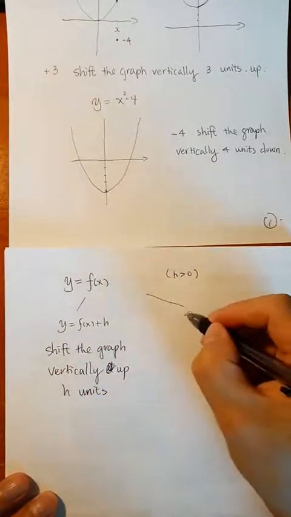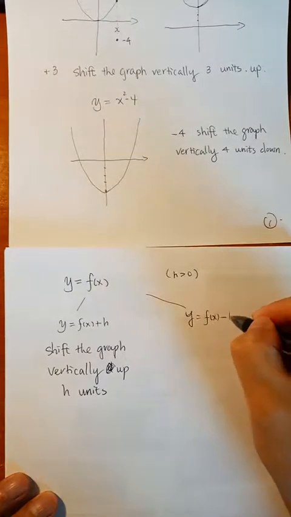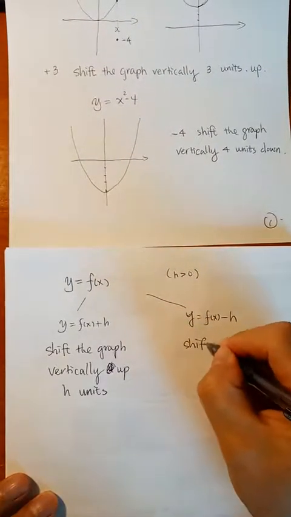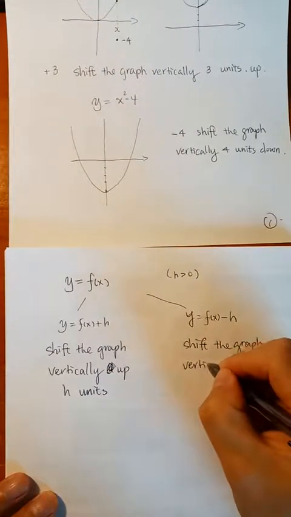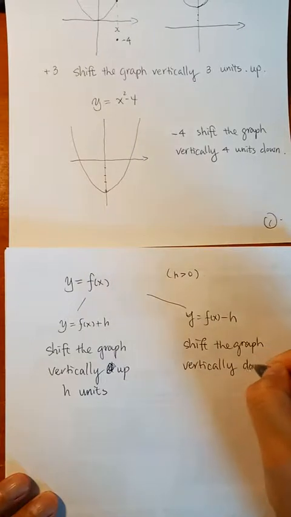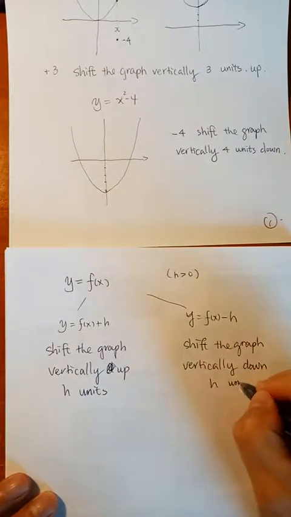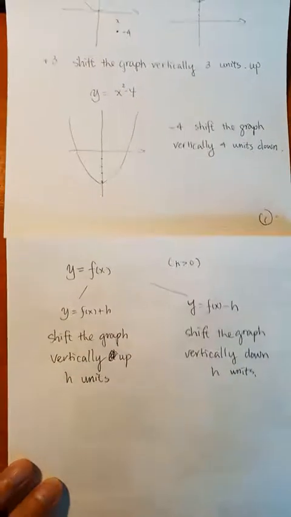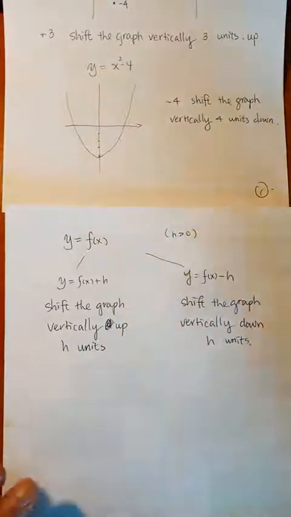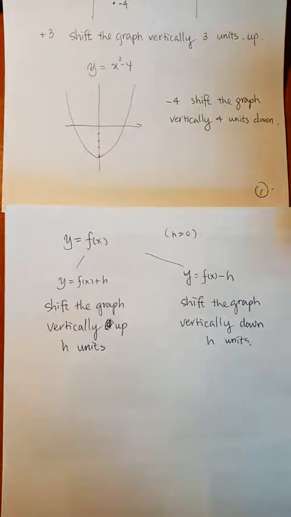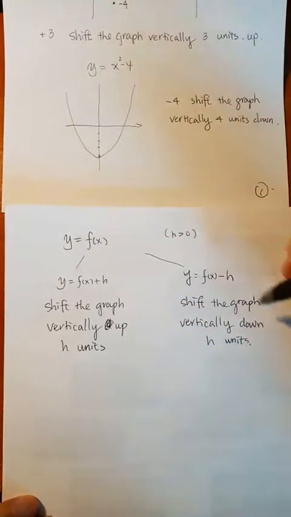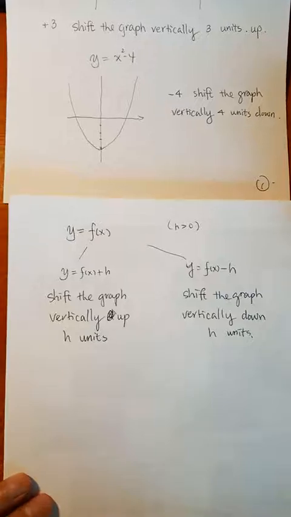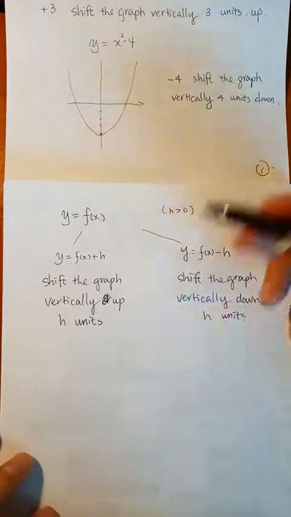If you have y equal to f(x) minus h, so you shift the graph vertically down h units. So that's the summary. Okay. So add, up; minus, down; subtraction, down. Okay, so you can do this vertical shift.